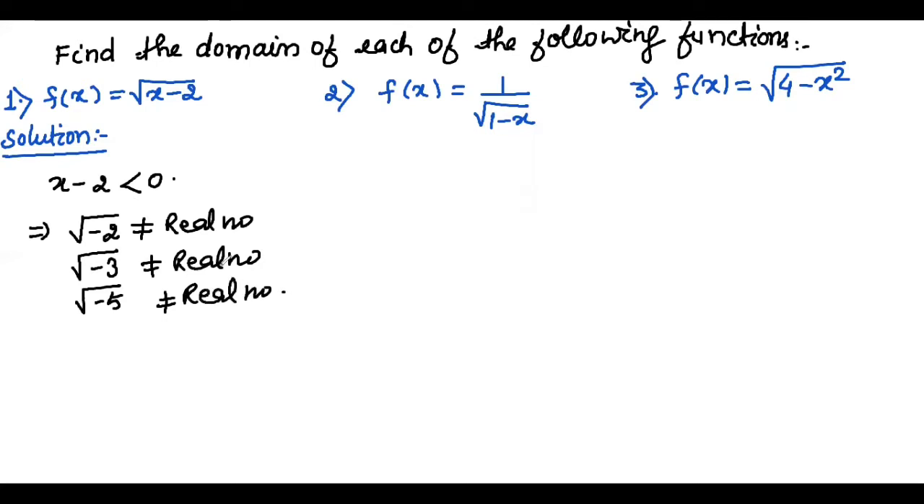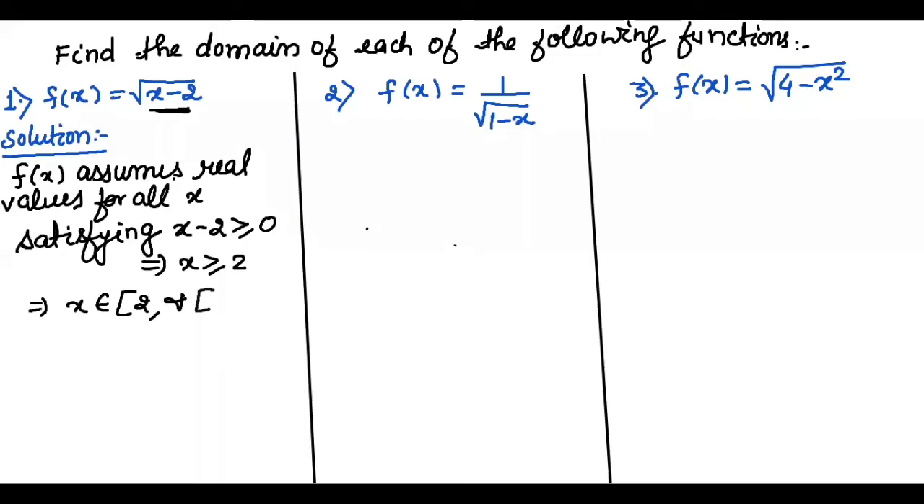Why it is happening? Because we are taking x - 2 inside the square root as a negative value. Because of that it is happening. So we have to avoid it, because the resultant also we have to find out as a real number. So for avoiding root over negative value, what we have to take? We have to take x - 2 greater than or equal to 0. So x - 2 ≥ 0, so x ≥ 2 we are taking. So this is the domain value.